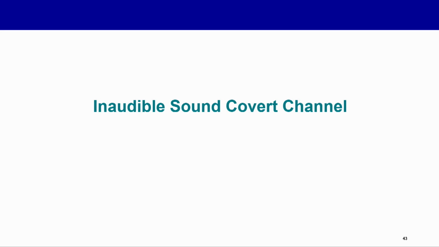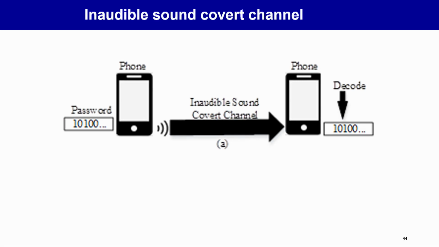The next one is the inaudible sound covert channel. We saw the temperature, we saw the timing. We can also see how the sound level can be used to get sensitive information, and how it can be stopped. This is called an inaudible sound covert channel. We cannot really hear it because the frequency range is quite different.